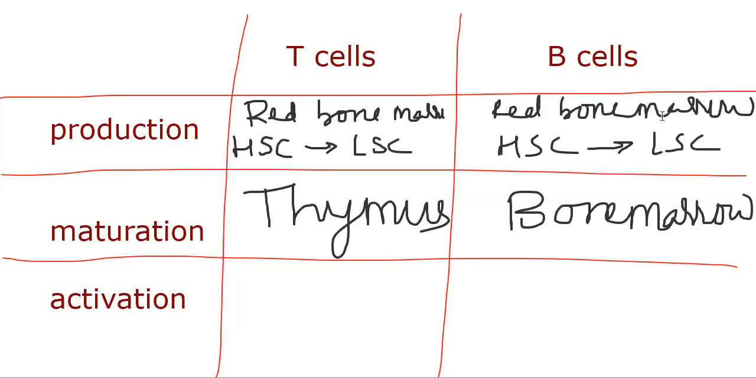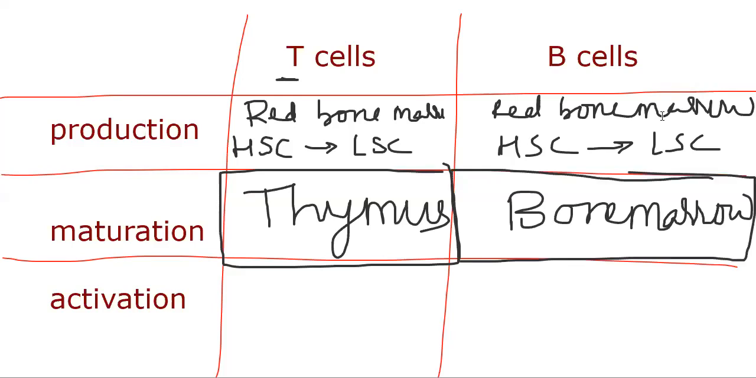Okay, so by the maturation only, we are given the names like T cell, that means thymic lymphocyte, and B cell, that means the bone marrow lymphocyte. That means the meaning of B is bone marrow, and the meaning of T is thymic lymphocyte. Based on the maturation, we are given the name.